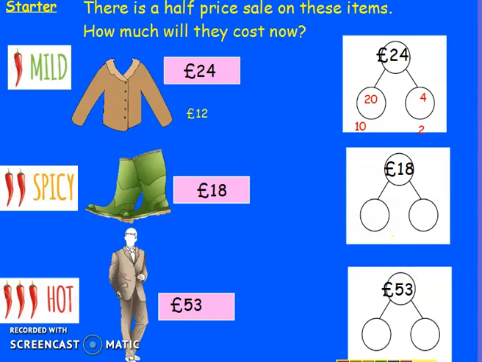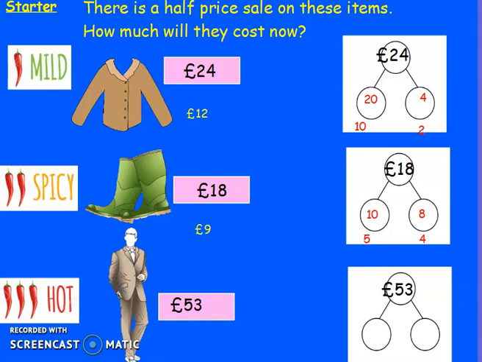Let's have a look at 18 for the spicy challenge. So you needed to partition it into one 10 and 8 ones. Then it was easier for us to halve these. Half of 8 is 4. Half of 10 is 5. 5 add 4 is 9. So half of 18 is £9. So the Wellington boots would cost £9 in the half price sale.